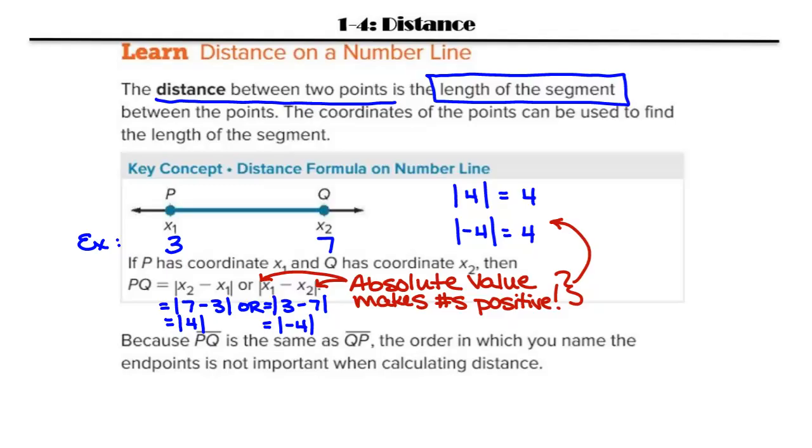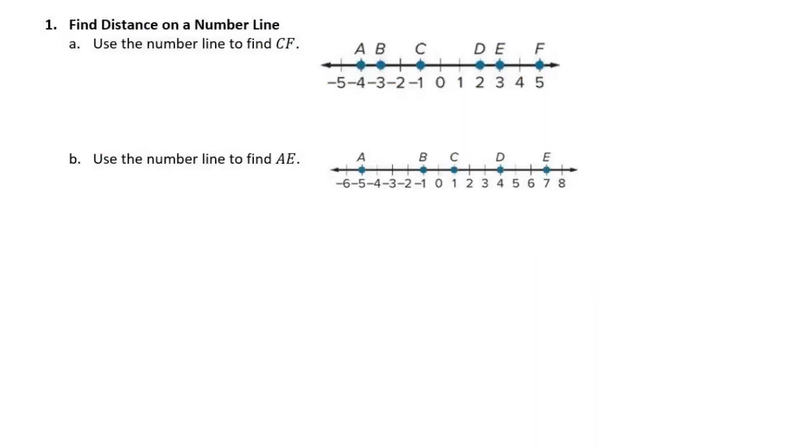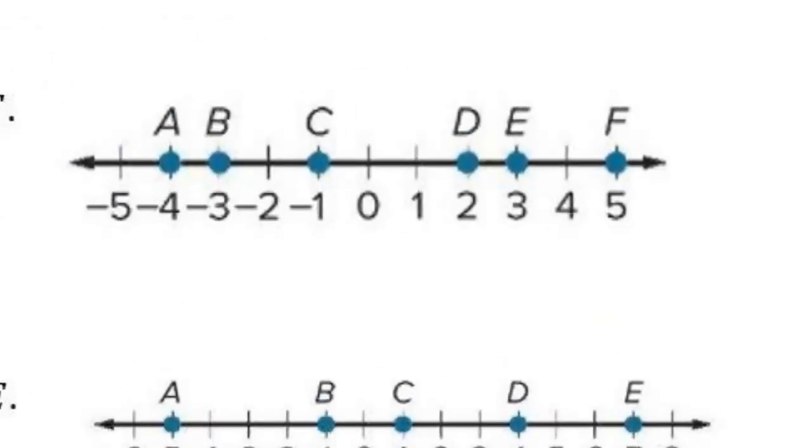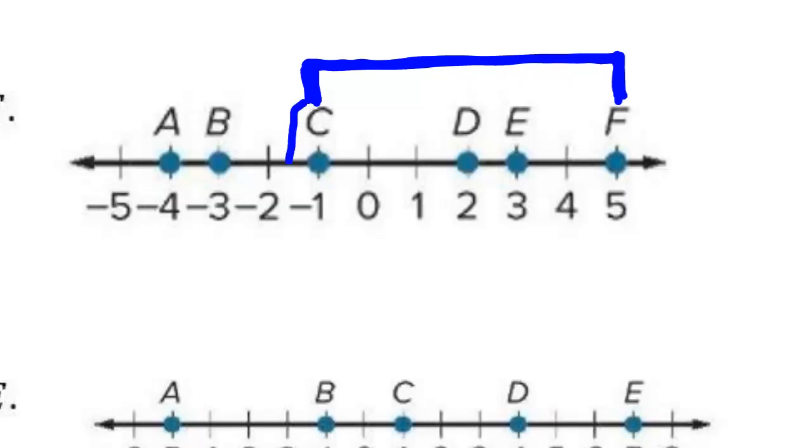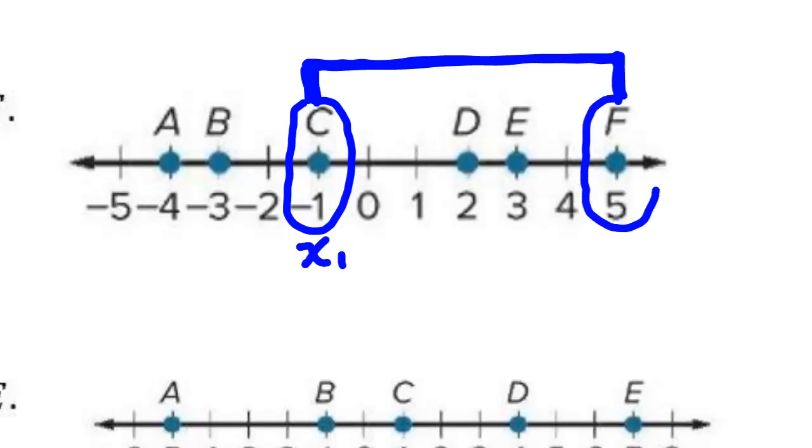All right. You guys ready to practice? All right, let's look at example number 1. Use the number line to find CF. Well, here's C, and over here is F. So C is at -1. We're going to call that our x1. And F is over here at 5, so we're going to call that our x2.